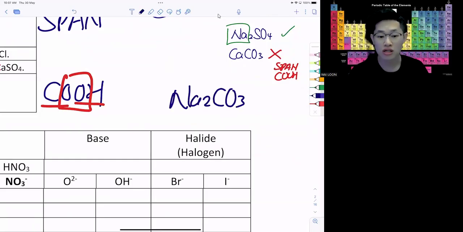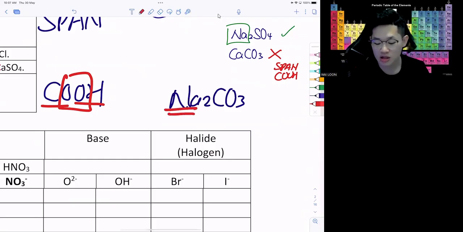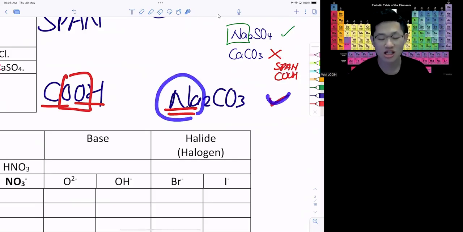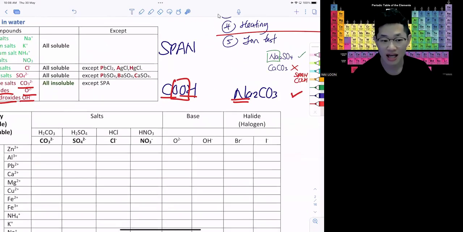Then when I have Na2CO3, I do the same thing. Does it have SPAN? Sodium? Oh, yes. Straight away a tick. That means we always prioritize our SPAN first. If there is SPAN, we prioritize the SPAN and it is soluble. All right.